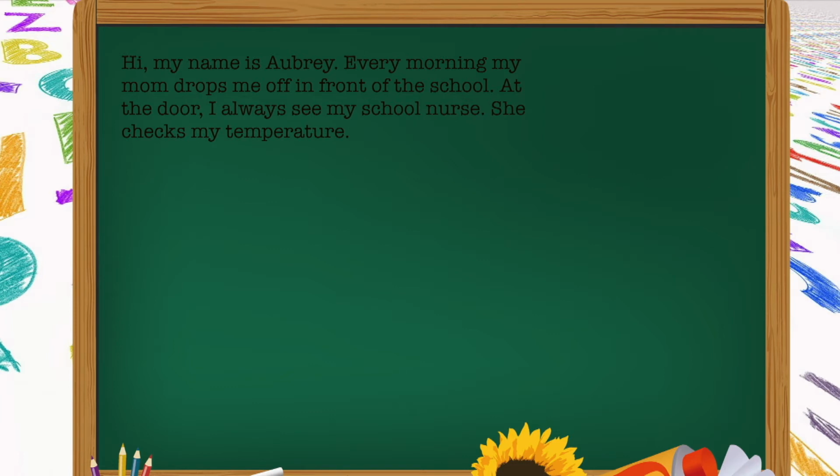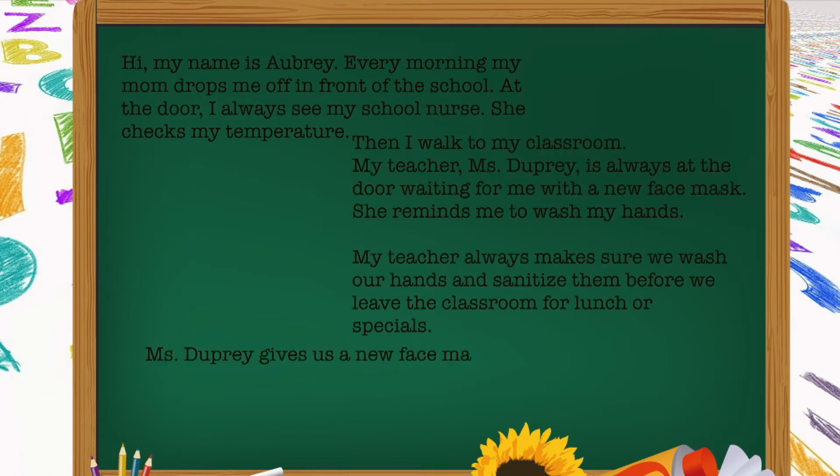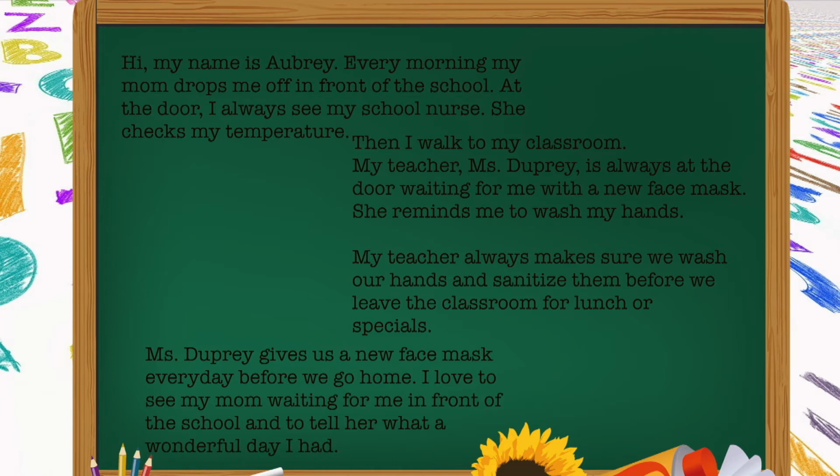Great job. Now let's look at the text. Can you tell me three details that you remember from the text? Okay, great. I remember Mom takes Aubrey to school. I also remember Aubrey's teacher tells the students to wash and sanitize their hands. And the teacher's name is Miss Dupre.